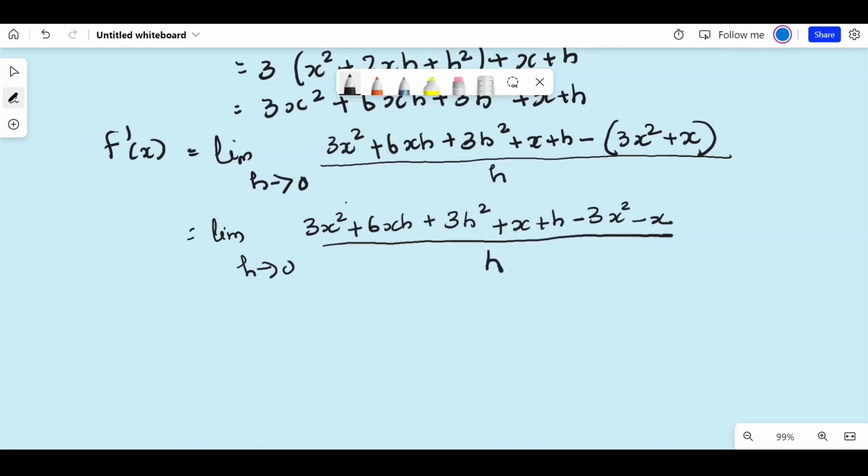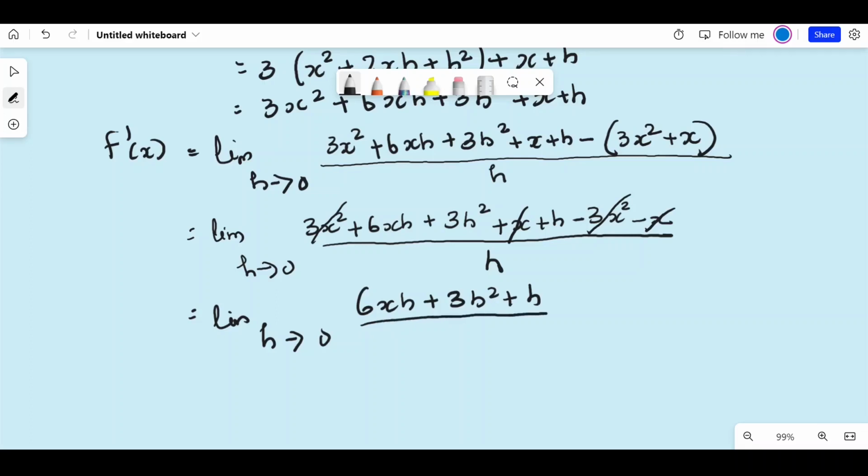Now you can see that the 3x square and minus 3x square is 0. x and minus x is 0. So they cancel each other. So what is remaining now is 6xh plus 3h square plus h, only 3 terms that are remaining.